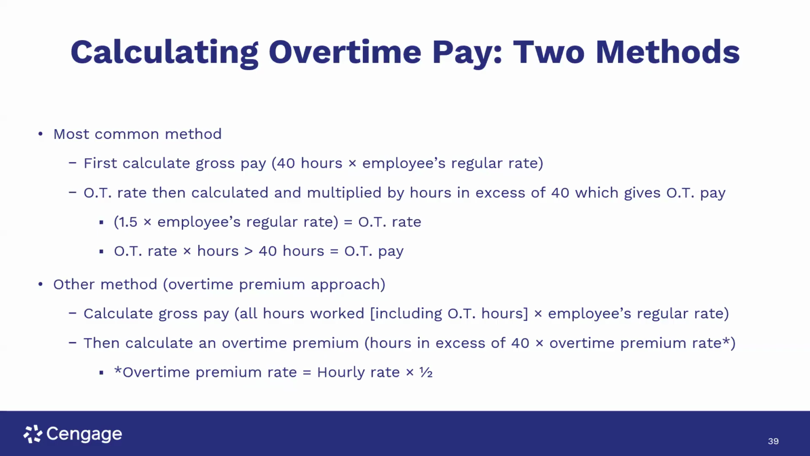And the other method, the overtime premium approach, is to calculate gross pay for all hours worked at the employee's regular rate, and then calculate the overtime premium, which is the hourly rate divided by 2, because it's time and a half. That 0.5 is the premium for overtime. Then multiply the hours in excess of 40 by the overtime premium rate to get the overtime pay, and then add those together.